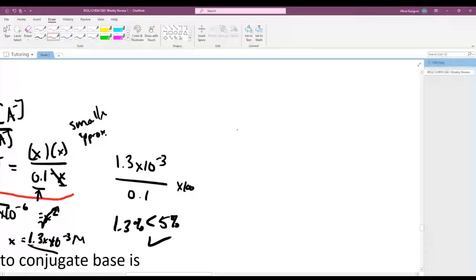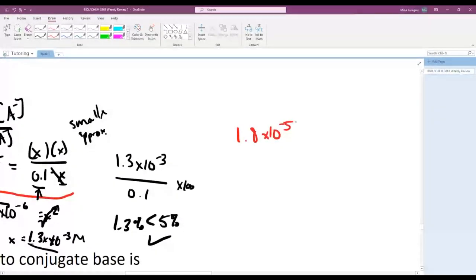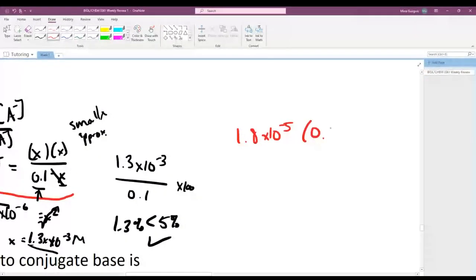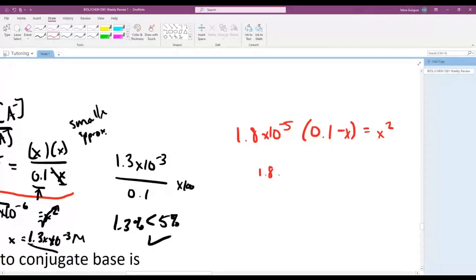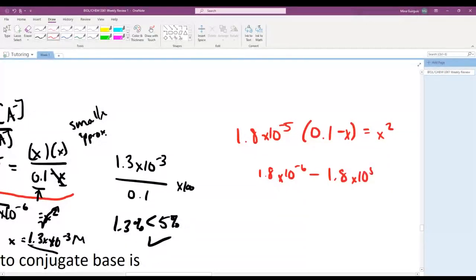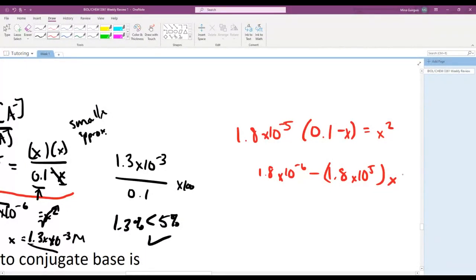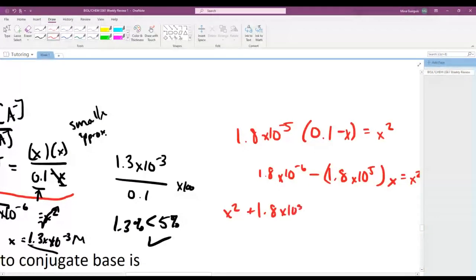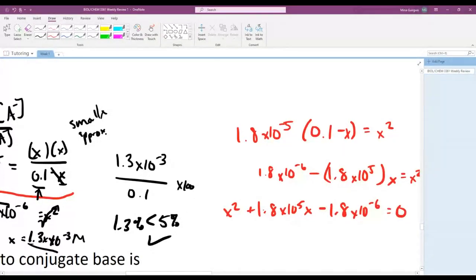So I'm going to go ahead and write it out for you guys over here just so you see it. But I'm not going to solve the whole thing because that sounds miserable. Equals x squared. And then this is going to be 1.8 times 10 to the negative 6th minus 1.8 times 10 to the negative 5th x equals that x squared. We would add that to the other side and subtract that. So we would get x squared plus 1.8 times 10 to the negative 5th x minus 1.8 times 10 to the negative 6th equals 0.